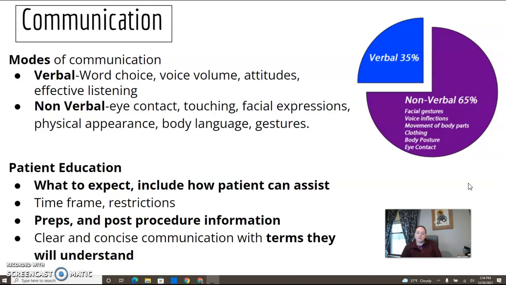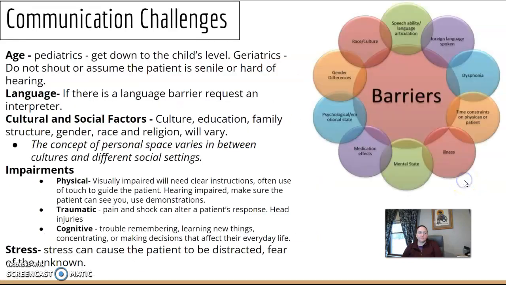Preps and post-procedure information, like barium work or arthrograms or anything where there's possibly some post-procedure information, you're going to want to be able to explain that to your patient. Use clear and concise communication with terms that they will understand, right? So not using advanced medical terminology, but basics for your patient.